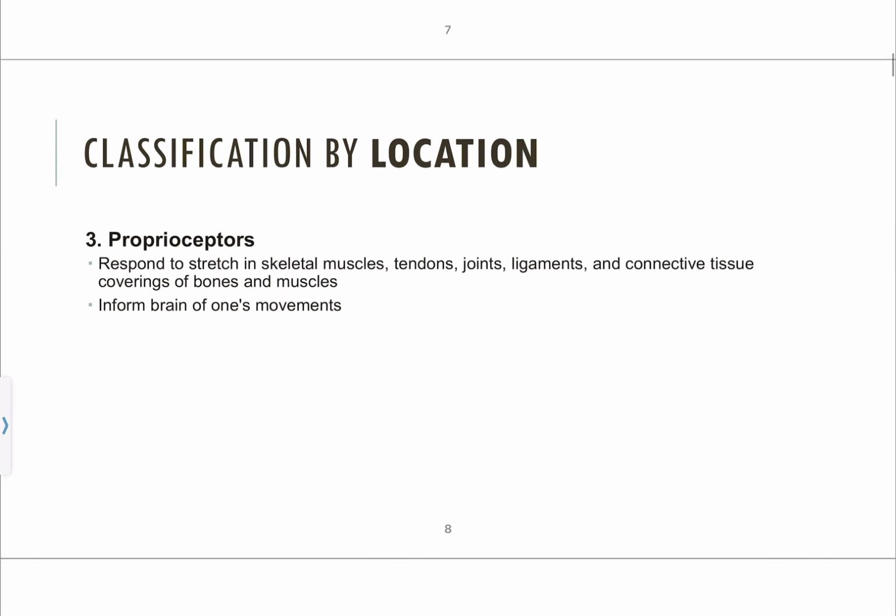The third classification by location is going to be the proprioceptors, and these are also going to respond to internal stimuli just like the interoceptors. The difference is that these are mostly connected to movement. So we're talking about responding to things like stretch that's occurring in our skeletal muscles, tendons, joints, and ligaments, as well as the connective tissue that's covering our bones and muscles. And the whole point of this is to inform our brain of the movements that are going on.